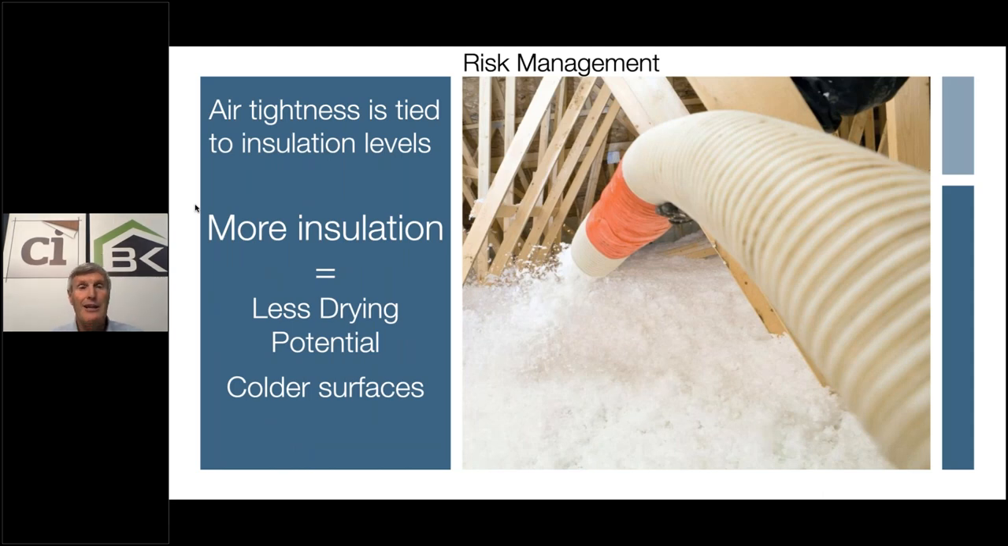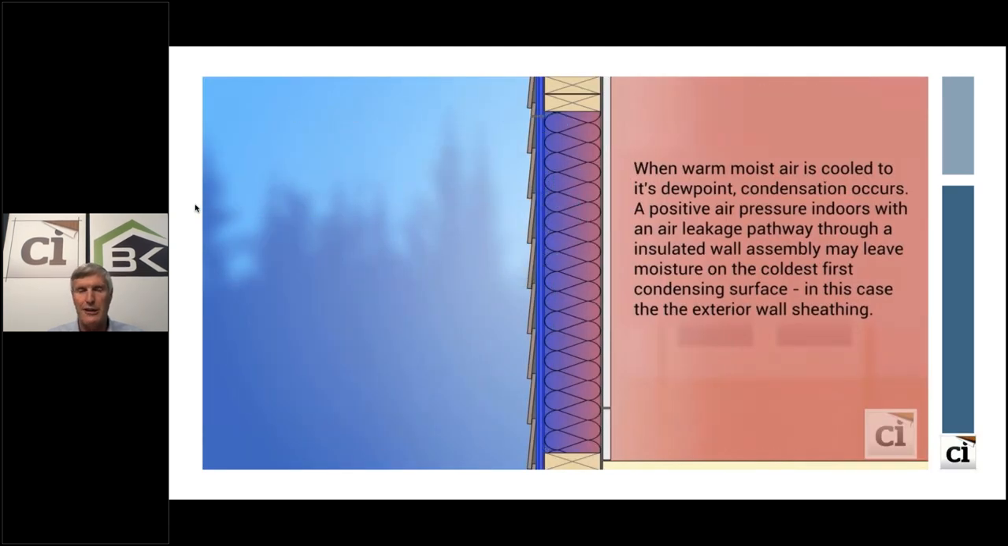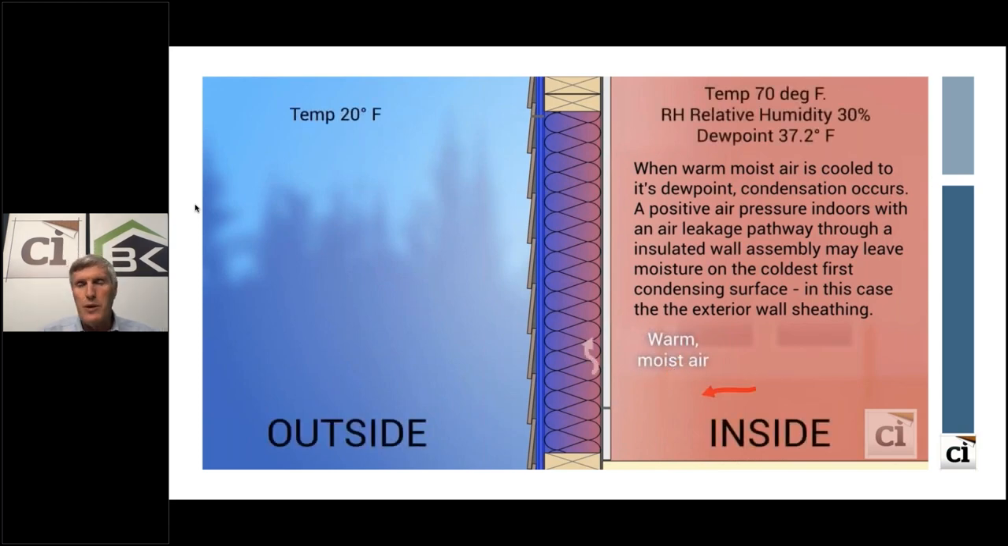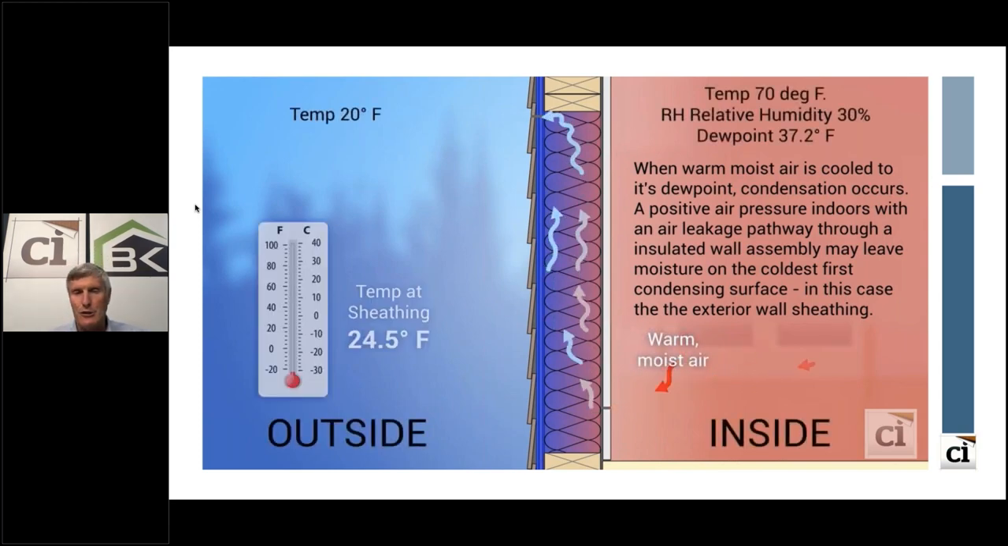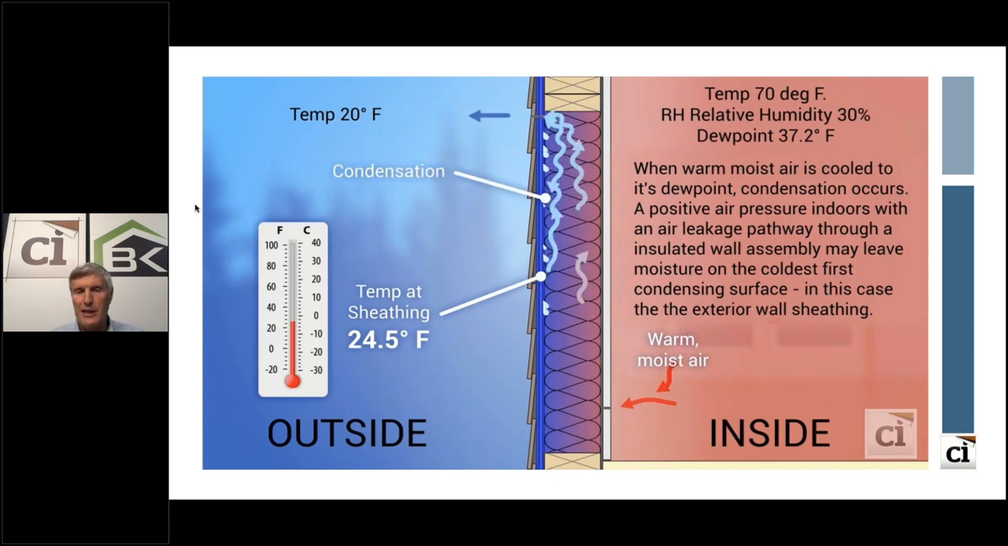I'm a building science guy. I need to remind you that air tightness is tied to insulation levels. The more insulation you add to a wall, to a ceiling, the less drying potential that wall or attic assembly has. It has less drying potential, and in cold climates, it has colder surfaces. I'll run this little animation, hopefully it's working. When warm, moist air leaks into a cold cavity, in this case a wall, as I insulate that wall more and more, the outer surfaces get colder and colder, and I have a chance of condensation in the cavity.